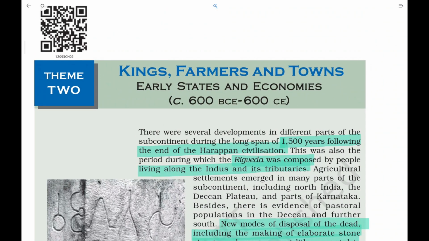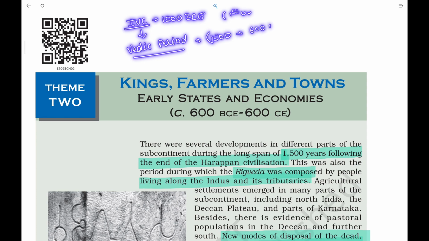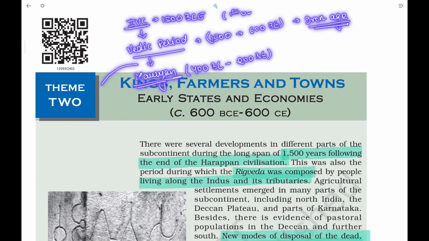Now we have seen that the Indus Valley civilization declined by 1500 BCE. After the Indus Valley civilization, which was also known as the first urban civilization, came the time of the Vedic period. The Vedic period roughly extended from around 1500 BCE to 600 BCE, and it is also known as the Iron Age. Why it is known as the Iron Age, I have explained in the previous class. After the Vedic period came the Mauryan period, from 400 BCE to 200 BCE. But there was a time in between known as the Mahajanapada period, in which 16 Mahajanapadas were popularly known.